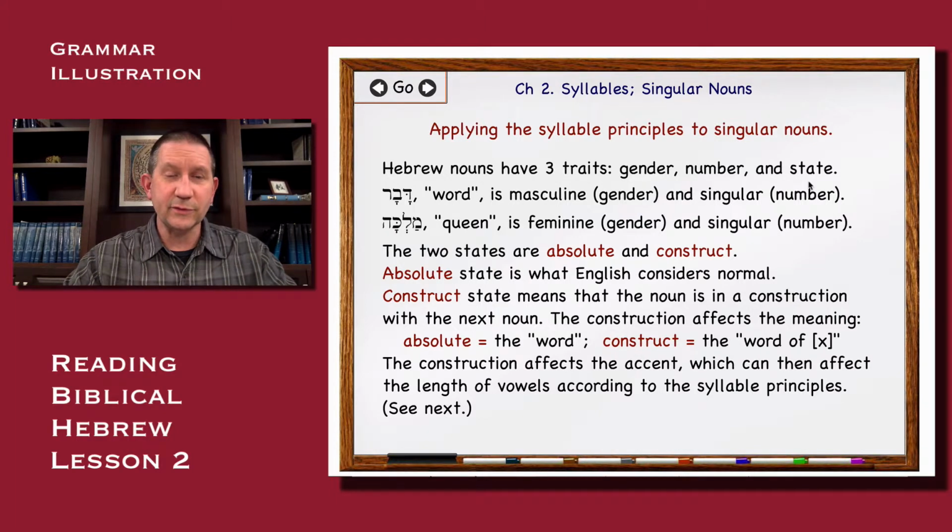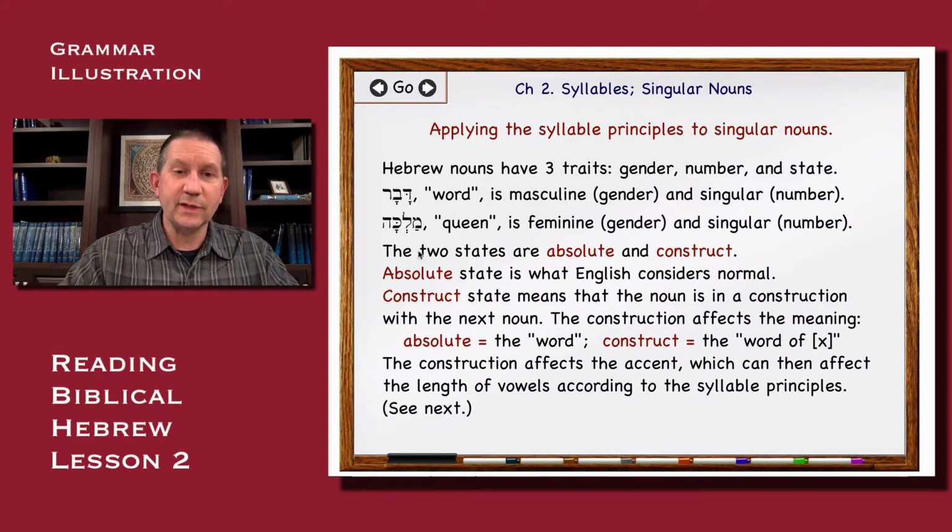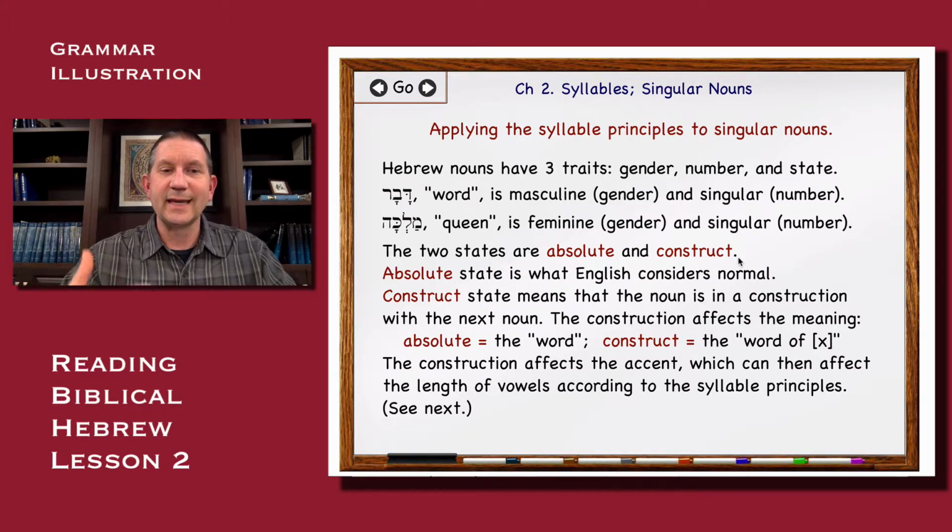So whenever a noun is replaced by a pronoun, it's always going to be the ones for he and she. Then we have a singular and plural and a dual, and we'll learn more about dual in the next chapter, but we're only going to be dealing with singular nouns in these examples. The 2 states that we have in Hebrew are called absolute state and construct state. Absolute state is what English considers normal. That's when you got the word, you're using it however you want to use it, and it's the standard form that you would find in the dictionary.